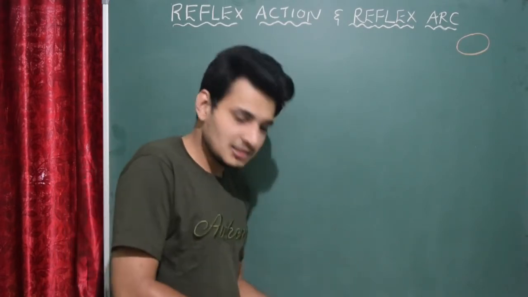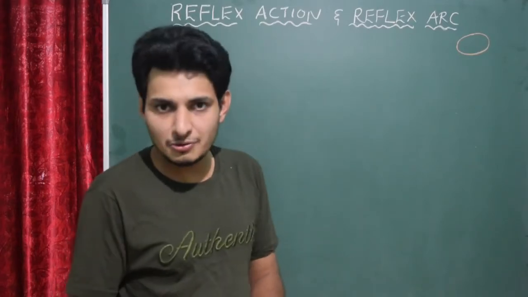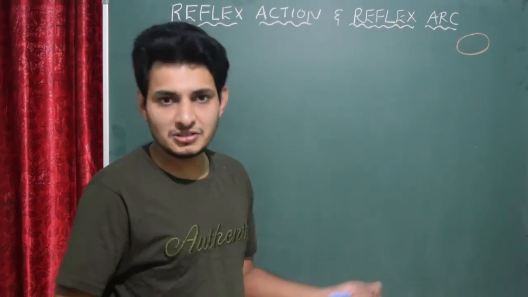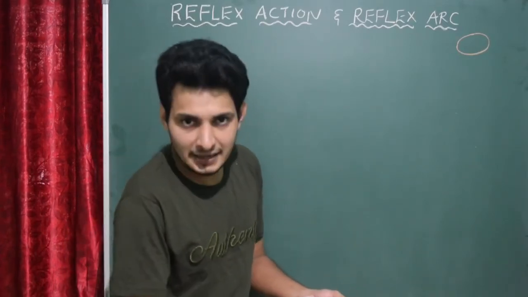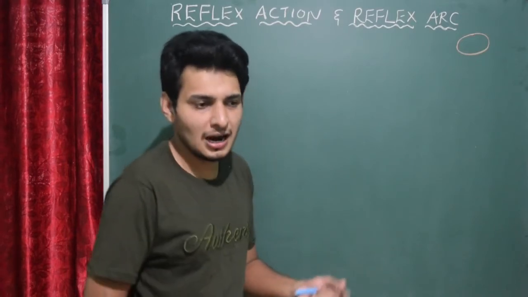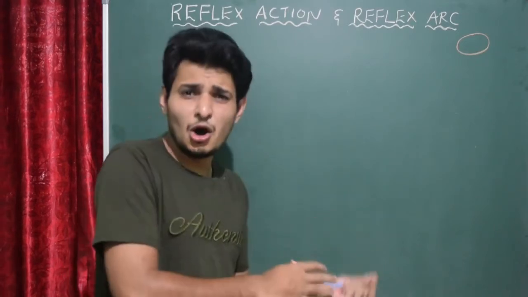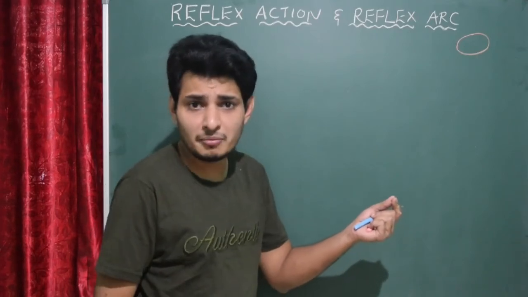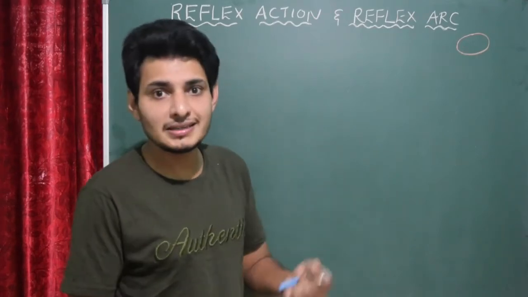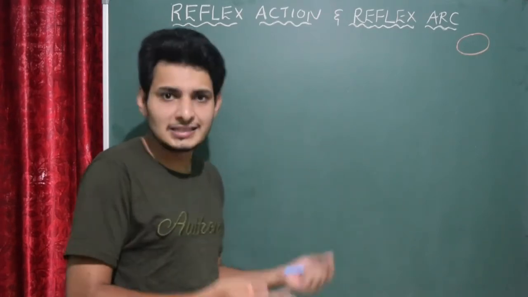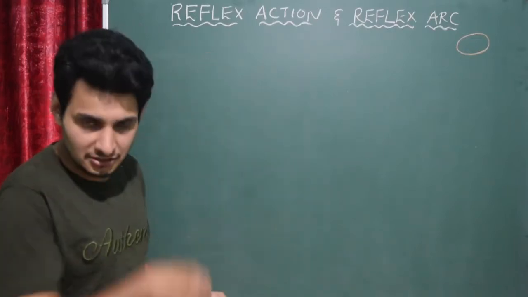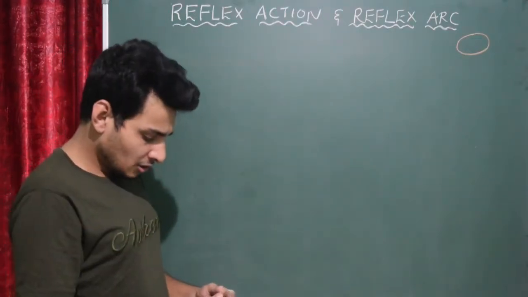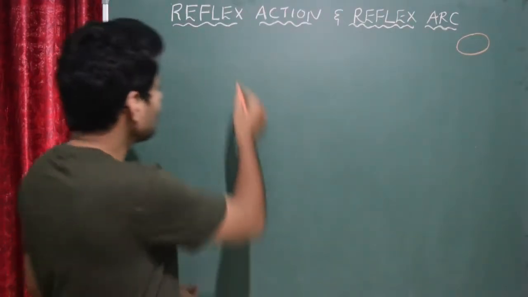In your NCERT textbook, one wonderful example is given, that is knee jerk movement. Very simple, when the leg, that is the knee part, touches a hot plate, obviously your entire leg moves away from it, correct? So that is nothing but knee jerk movement. There are so many examples of reflex action or reflexes. Here we are going to talk about reflex action.